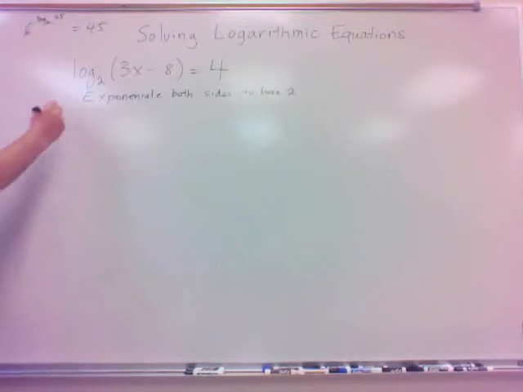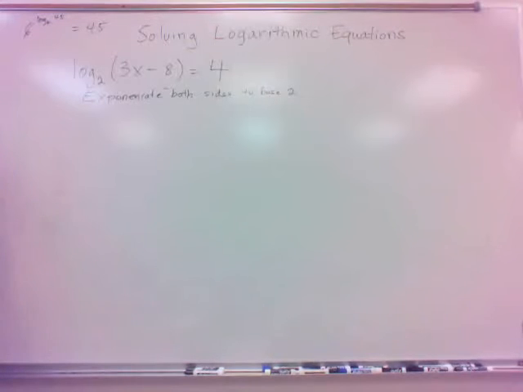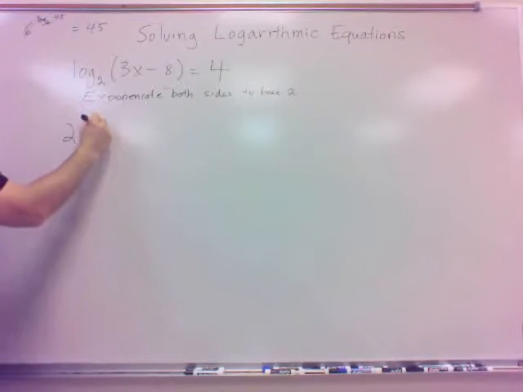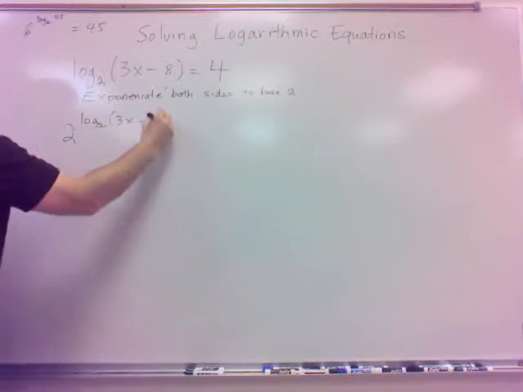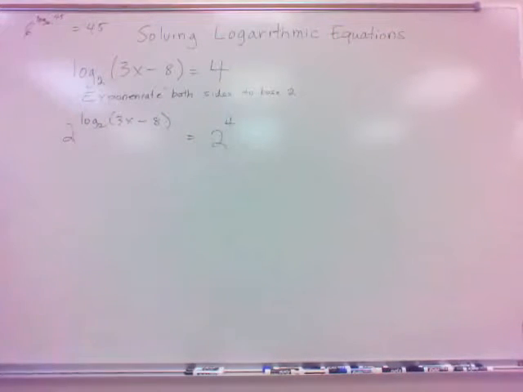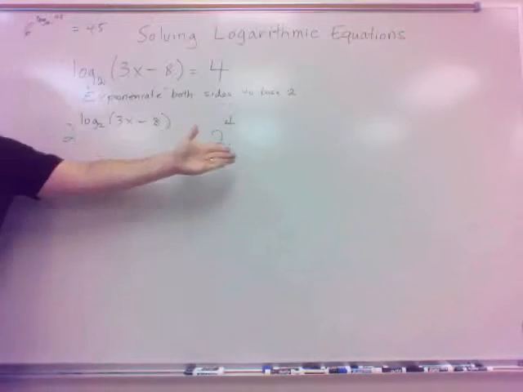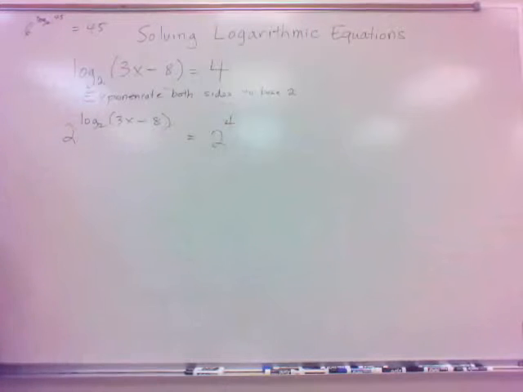Here's what I mean by that. Exponentiate both sides means I'm going to put both of these now as they are, I'm going to put both of those as the exponent of 2. In other words, I'm going to do 2 to the log base 2 of 3x minus 8 on this side. Then I'm going to do the same thing over here. See that? 2 to the log base 2 here of that, and then 2 to the 4. So I did both sides. I did the same thing, didn't I?